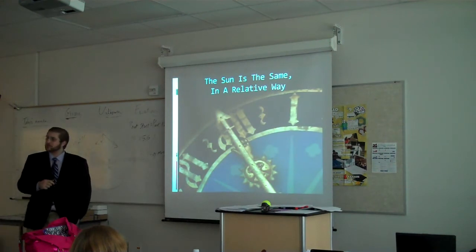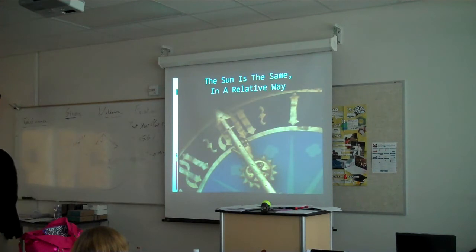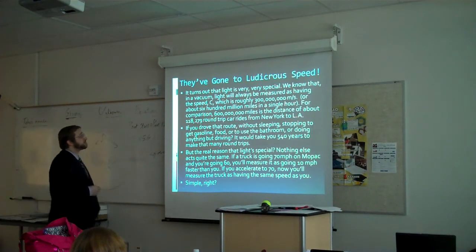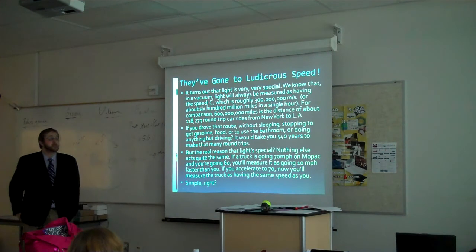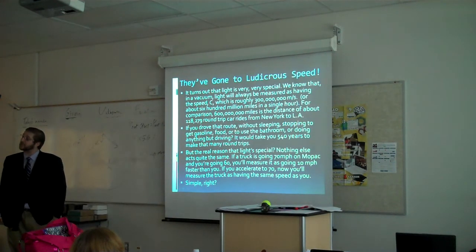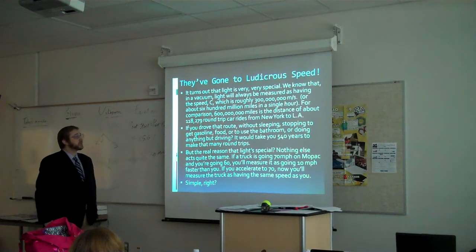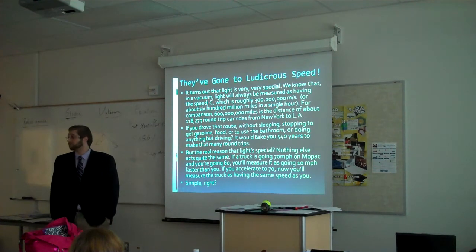Now, the idea that you were just given, not necessarily about time changing, but about light always being the same speed, is probably a little bit odder than it seems to you at first glance. It turns out that light is very, very special. We know that in a vacuum, light will be measured as having a speed, c, that's the c in E equals mc squared, roughly 300 million meters per second, or about 600 million miles an hour.